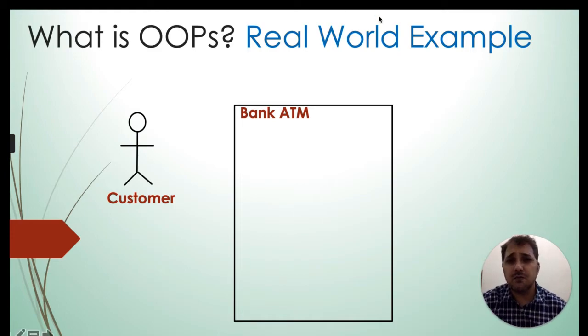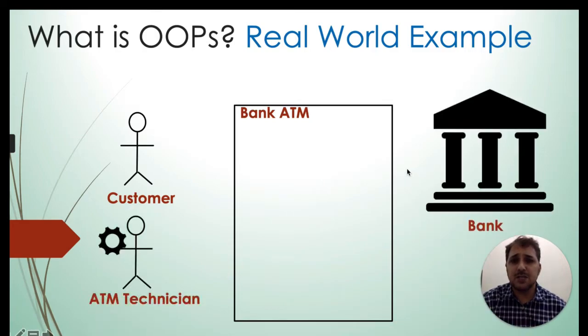For example, if we have an ATM machine, this ATM machine is connected with the customers and with the technician, and at the back of this ATM machine is a bank. The customer is an object. In the same way, another person, the technician, is also an object. The ATM machine by itself is an object and the bank is an object. So you see all these are objects, but they are interacting in different ways.